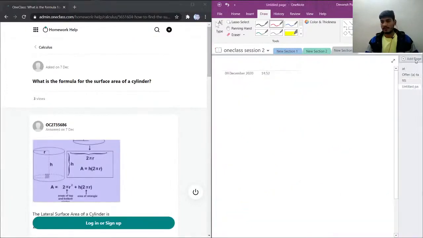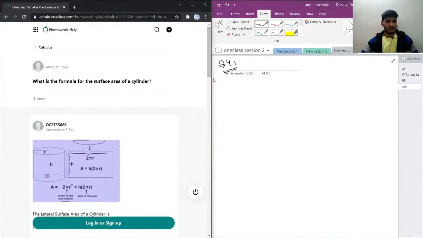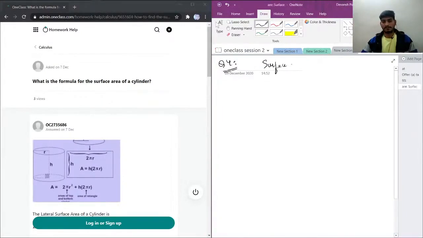Now we have question number 1, 2, 3, 4. This is going to be our question number 4, and we have, what is the formula for surface area of a cylinder? Okay, so surface area of a cylinder. So basically, cylinder is a 3D figure.